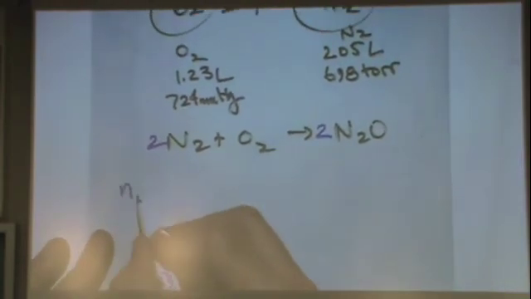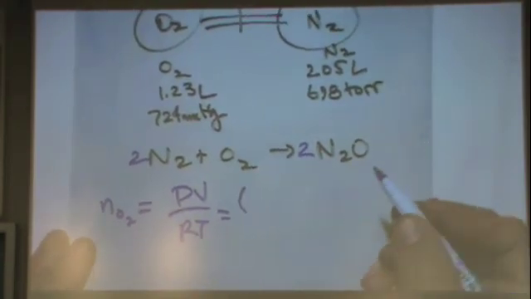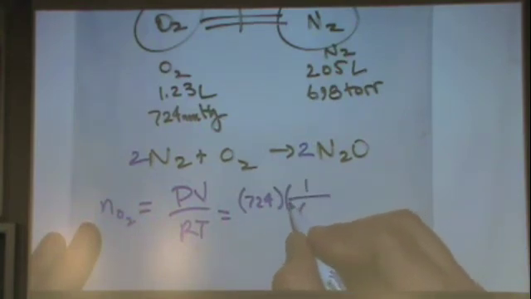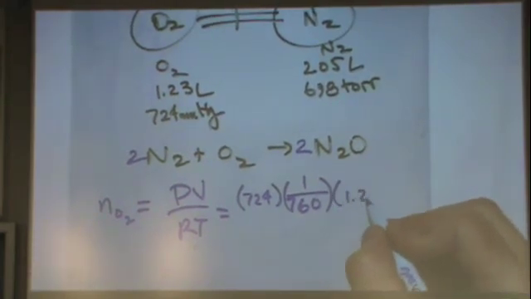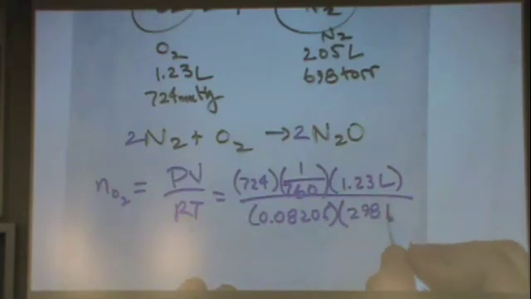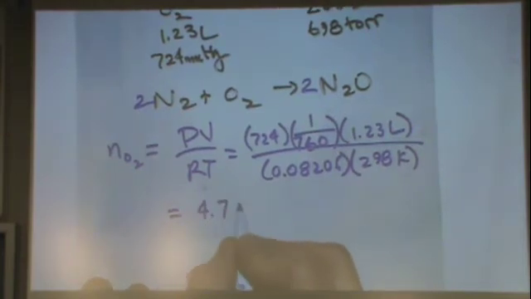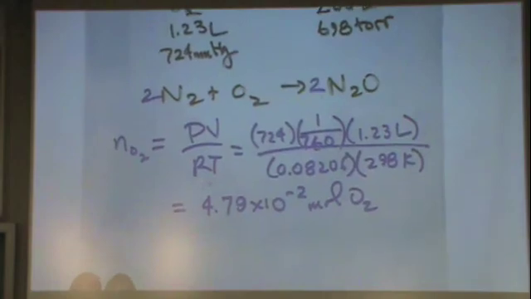So what I'm going to do is find the moles of oxygen using the ideal gas law, PV over RT. And we have all these numbers. Oxygen, 724 millimeters of mercury, so I need to multiply by 1 over 760 to get to atmospheres. Volume is 1.23 liters. R is 0.08206. And T is 298 Kelvin. So that gives 4.79 times 10 to the minus 2 moles of O2.